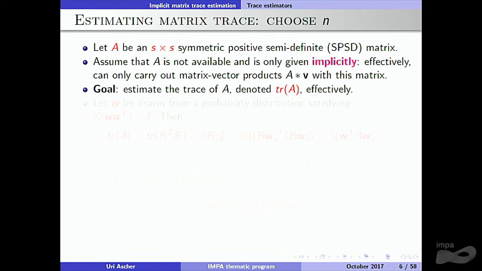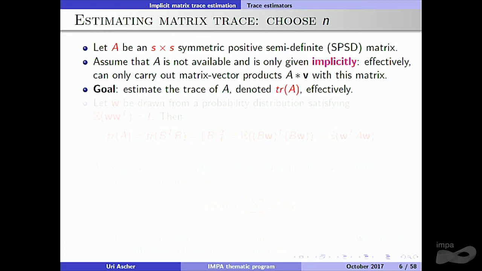Not an immediately usual thought, let's put it this way. But again, there is a big community that does exactly that, usually associated with computer science. So we have a matrix A, which is s by s. s is large, or else it makes no sense to look at this. And it is symmetric, positive semi-definite. And we are assuming that A is given only implicitly. There's a black box. I can send a vector to the black box, and out comes A times that vector. But I do not have the matrix A.